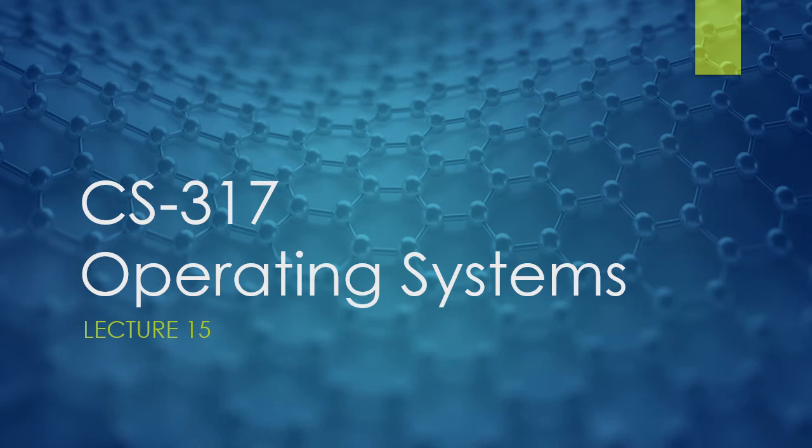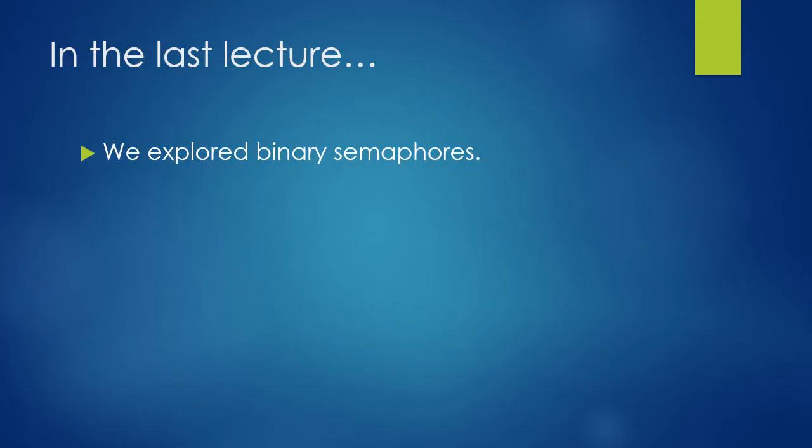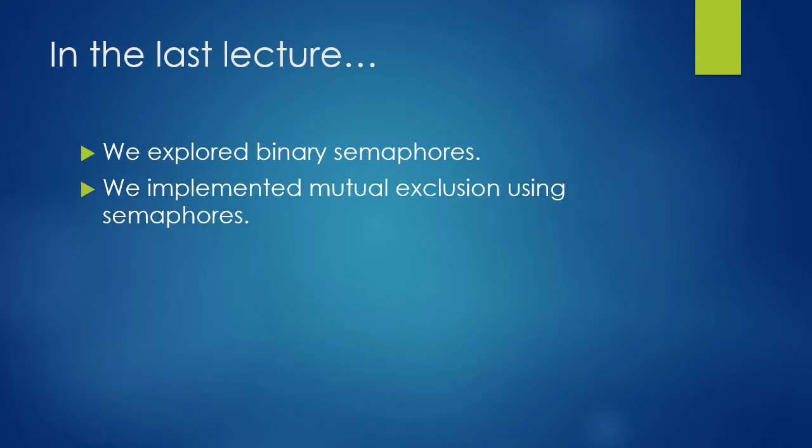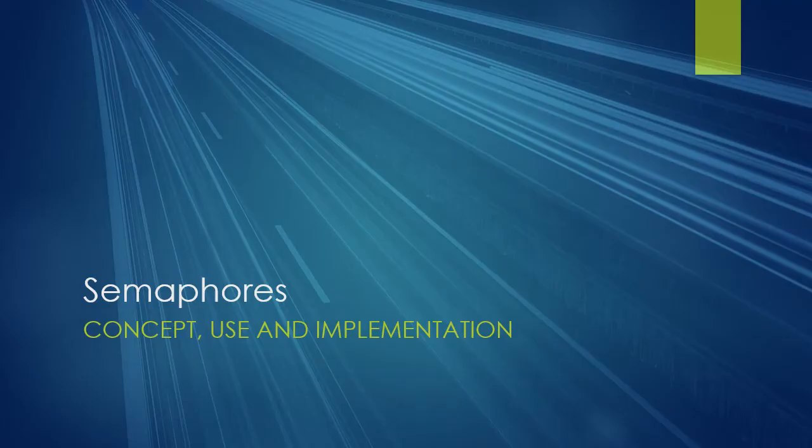Welcome to lecture number 15 of CS 317 Operating Systems. This video covers the topic of concurrency. We use chapter number 5 of the William Stallings book. In the last lecture, we explored binary semaphores. We implemented mutual exclusion using semaphores, and we implemented synchronization using semaphores. Let us continue our discussion on semaphores.